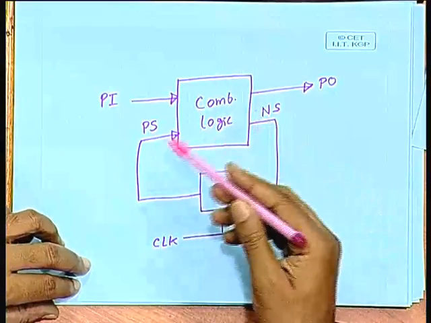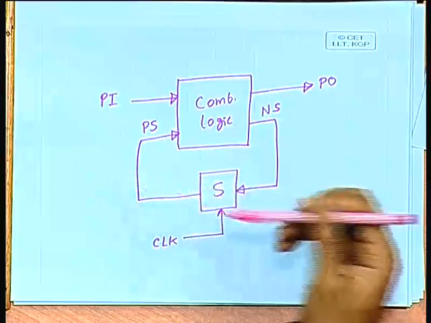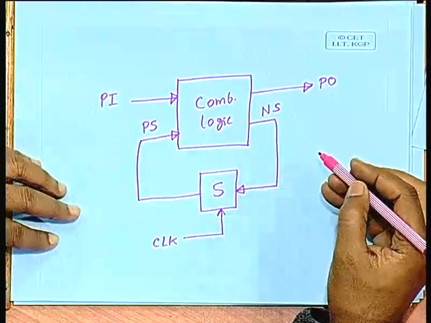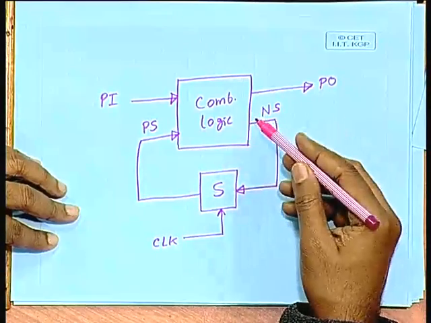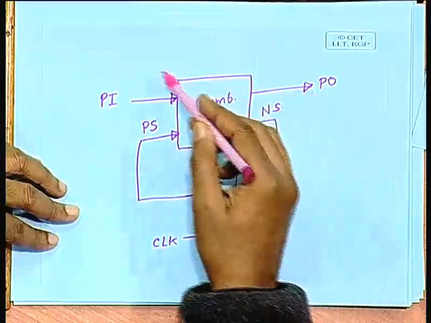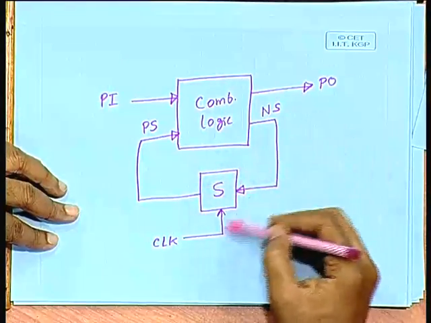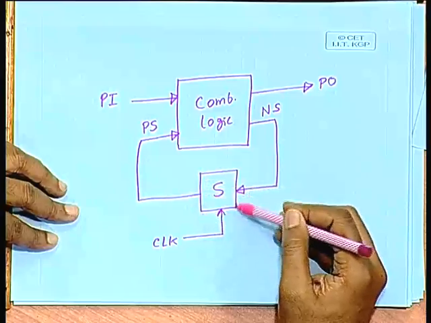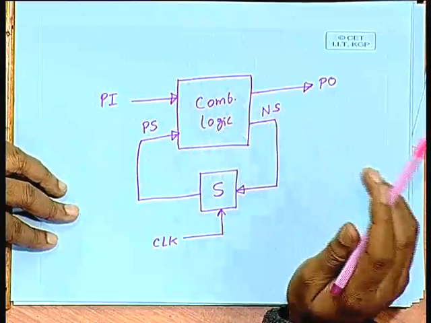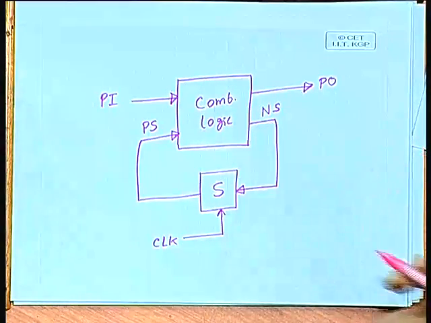So, if you follow that particular design style, you will get a circuit where the model will be like a conventional circuit. The state generation will be through flip flops and the remaining will be through the combinational part. Okay, fine.